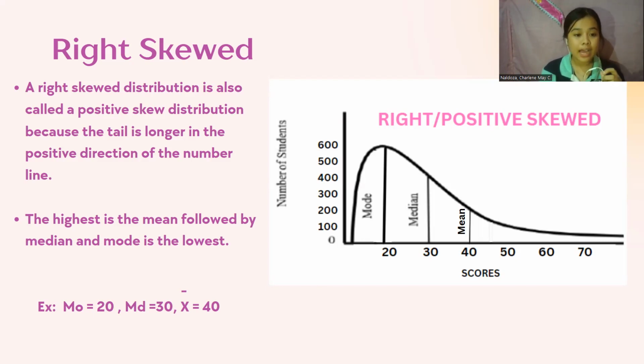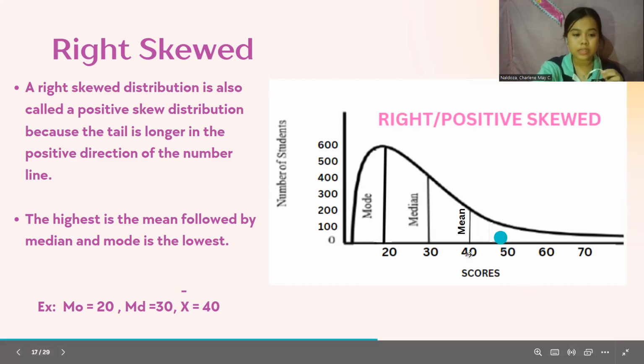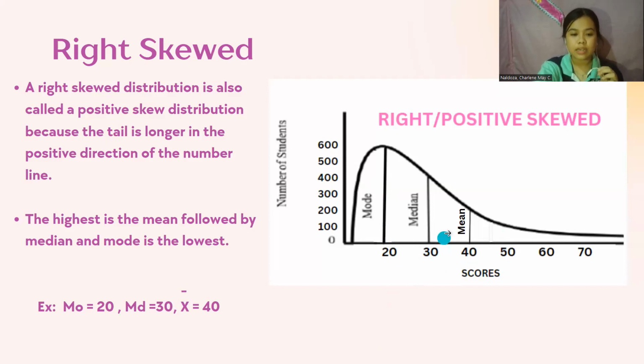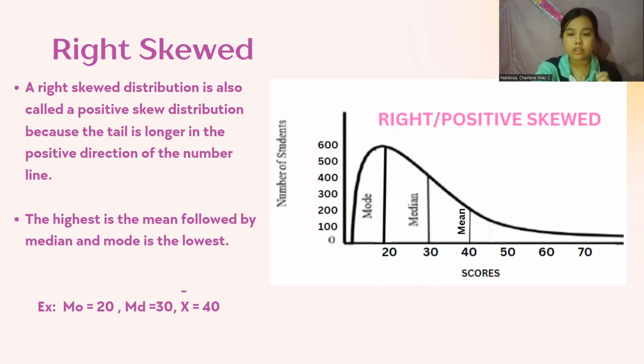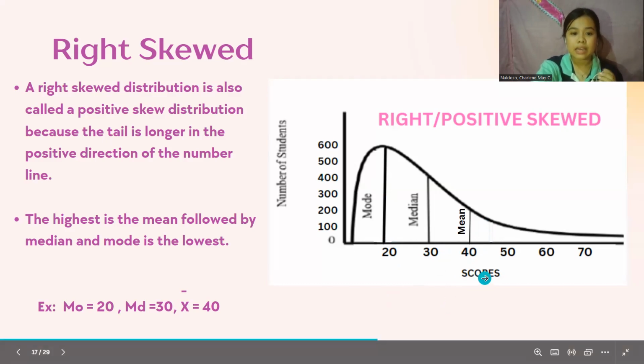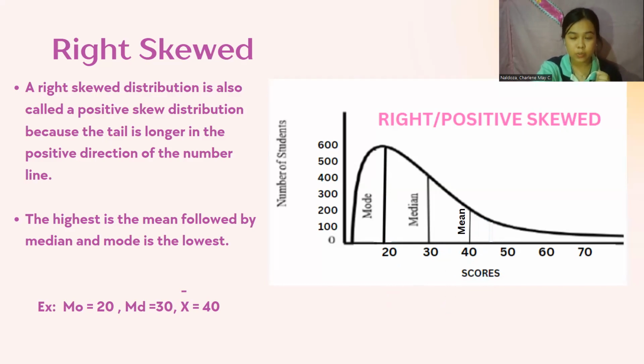And next, in the right skewed, the highest is the mean, followed by the median, and the mode is the lowest. So the example here, the mode is 20, the median is 30, and the mean is 40. The one thing that you need to know in the right skewed is that the highest is the mean. The mean has the highest value and the mode is the lowest.